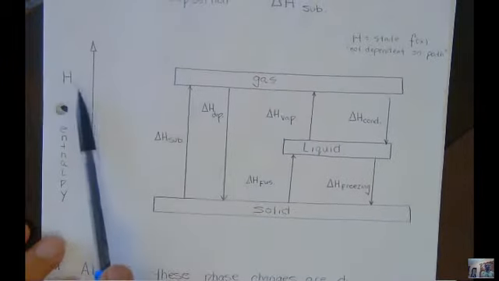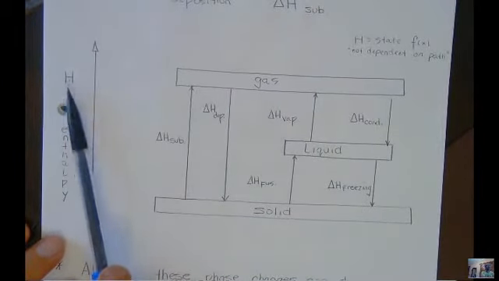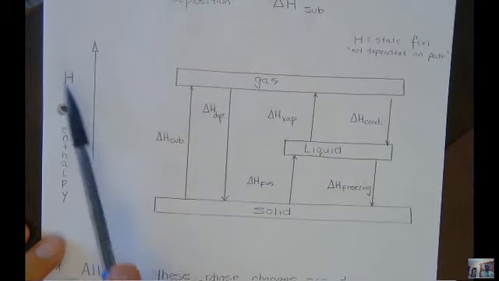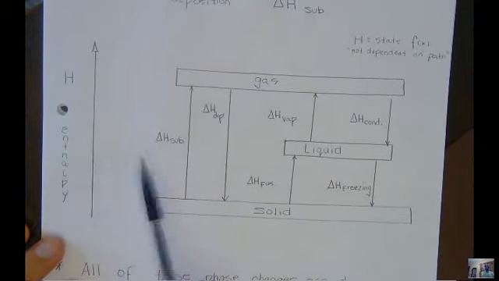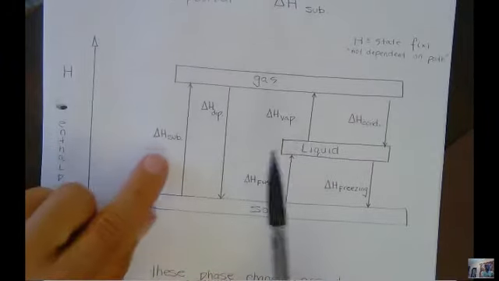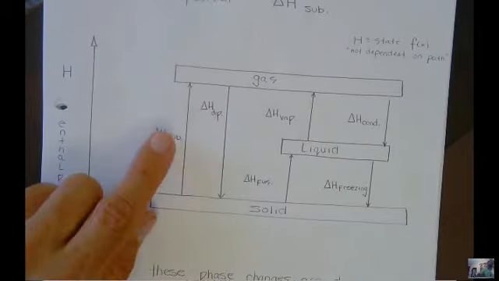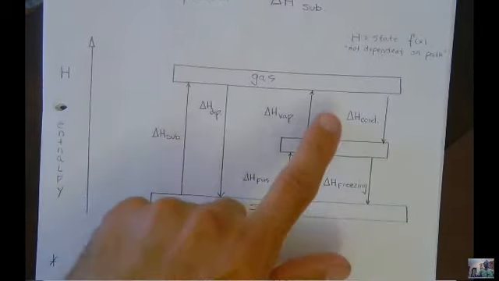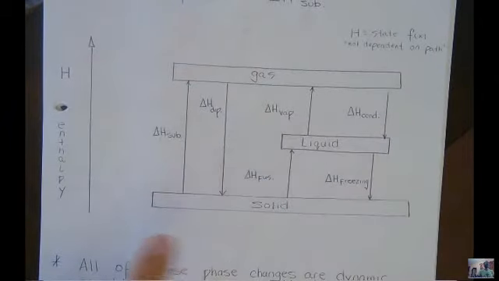Okay, what is the axis on the left? Well, this is H, which is the total enthalpy of the system. So if you go from one place to another, the change in H is called delta H. All of these different arrows here are delta H's, and just like we talked about before, there are going to be 6 of them.